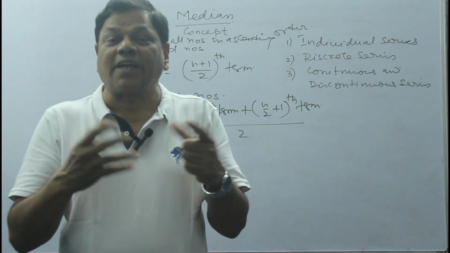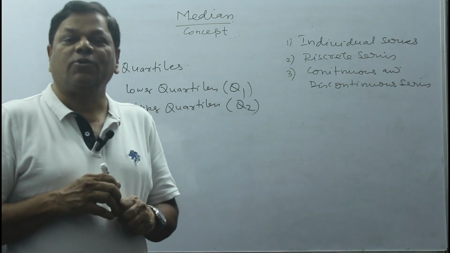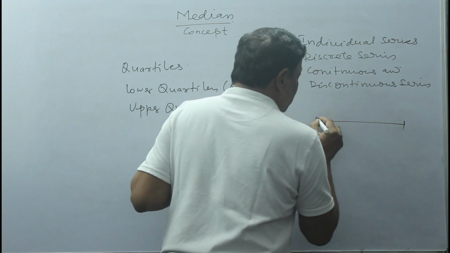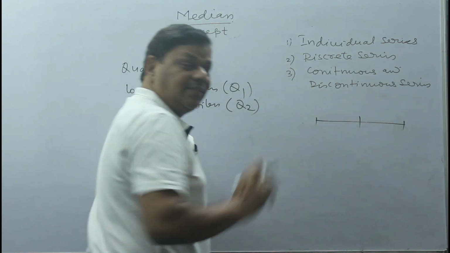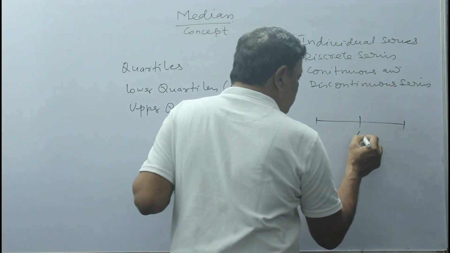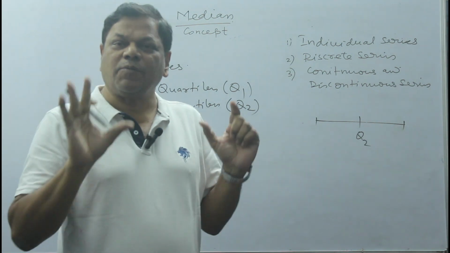Now next part I have to come to. That is for quartiles. Now children, the second part we have to learn about is the quartiles. What is that? One line is there, from here to here. If I have to find the middle portion, that is called the median. So that is called Q2. That is 50%. The middle term is 50%.